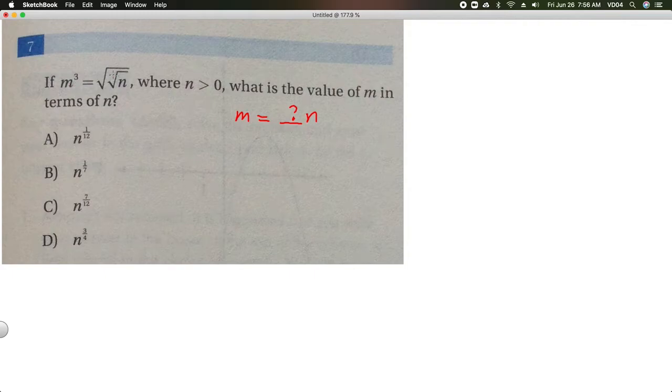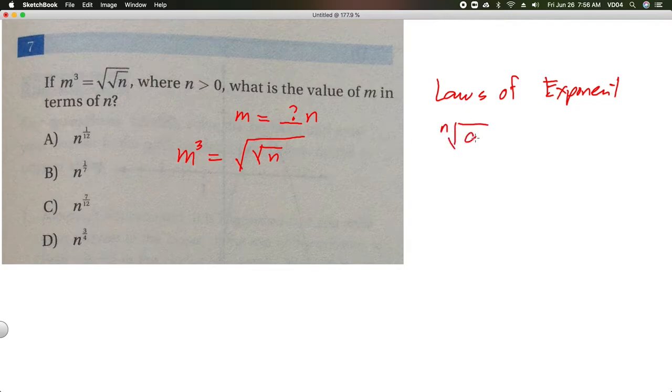And to do that, we need to work with this radical sign and transform it into exponents. And so we have to apply the laws of exponents. So let's do that. m cubed is equal to the square root of n. And in our laws of exponents, when we have the nth root of a given value, let's say the nth root of a, this can be rewritten as a raised to 1 over n.